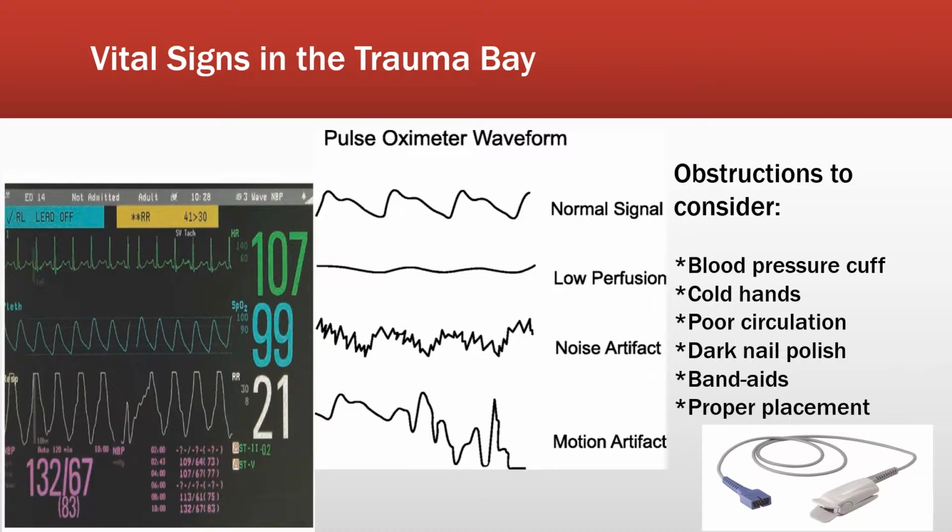That could be because they have a blood pressure cuff on the same arm, their hands are cold, or they have poor circulation. Maybe they're wearing dark fingernail polish. They may have a band-aid or something like that on that finger that you didn't notice before. Or you may just not have the oximeter placed properly over the fingertip, and you can adjust that very simply.